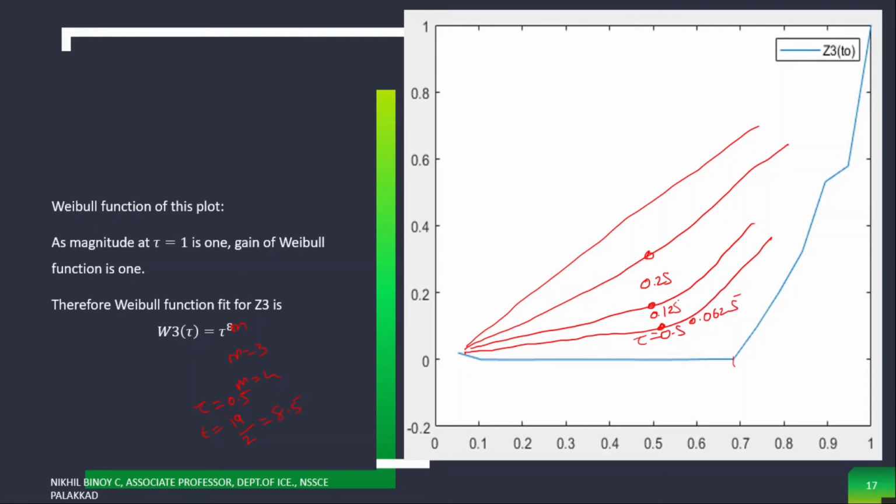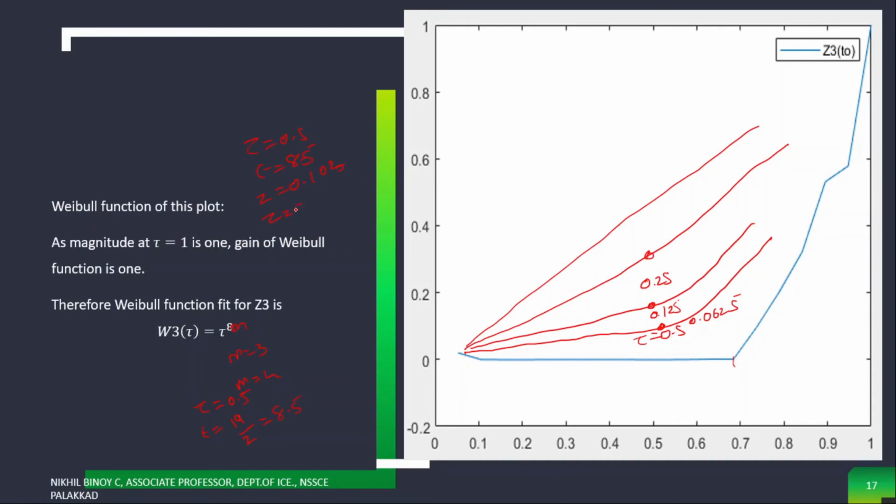What is the value? I think 0.101 or something, a very small value, right? Or 0.103, around that. A very small value we have. It corresponds to tau equal to 0.5 or t equal to 8.5, that is either 8 or 9 you can take. The value of z is something around 0.101 or 0.102, a very small value, or 0.103.